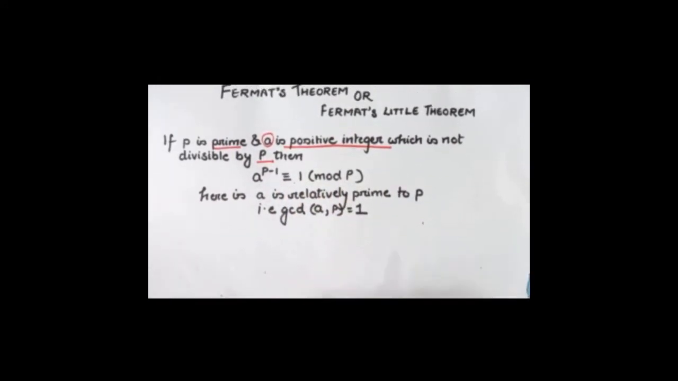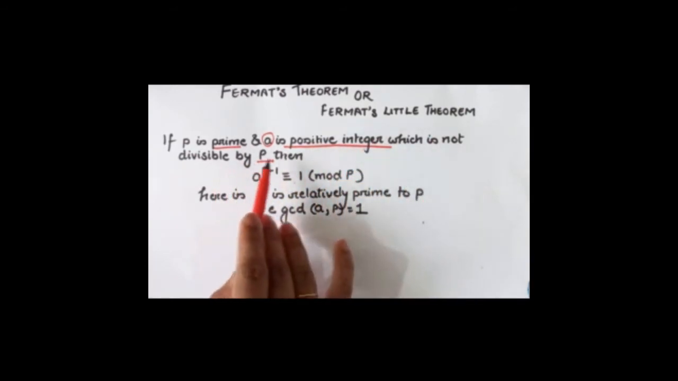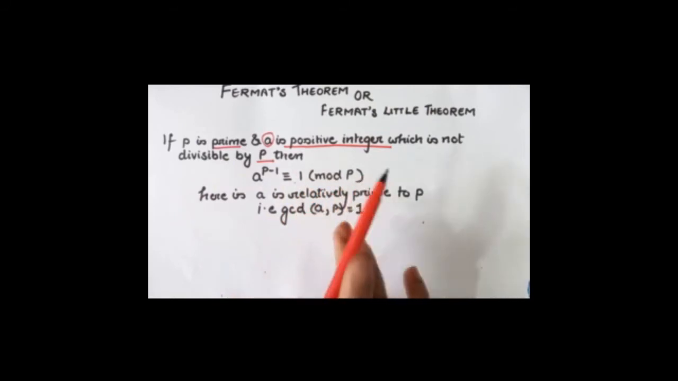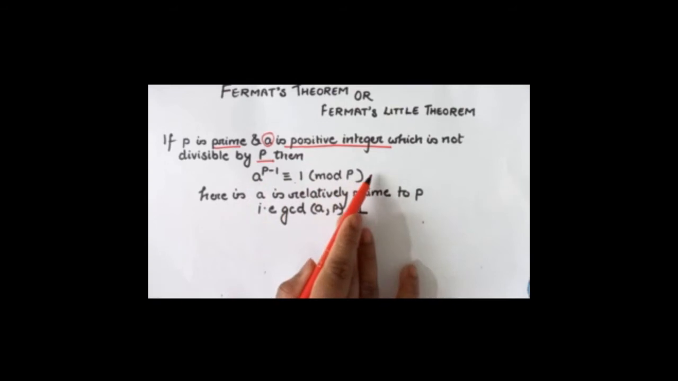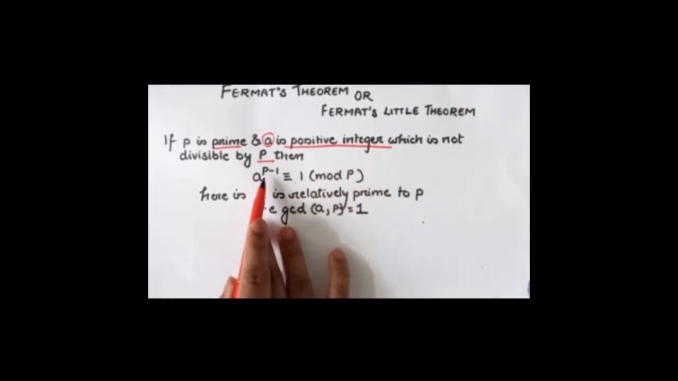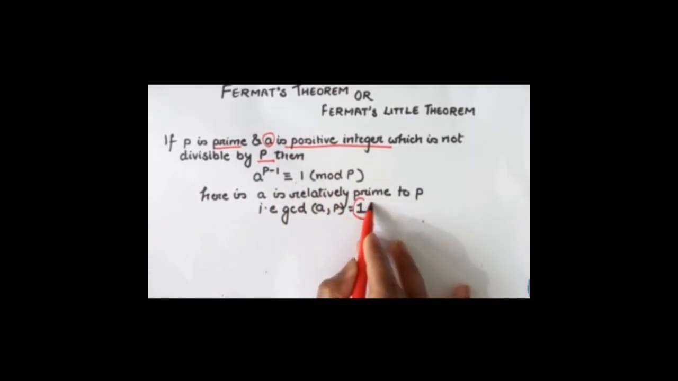Okay, so always remember, if in the exam you're asked to state Fermat's theorem or Fermat's little theorem, your answer is going to be that if P is prime and A is any positive integer which is not divisible by P, then A to the power P minus 1 is congruent to 1 mod P. One more condition here, A and P both are relatively prime. By relatively prime, I mean the GCD of A and P is going to be equivalent to 1.